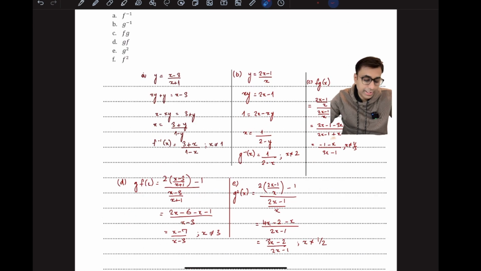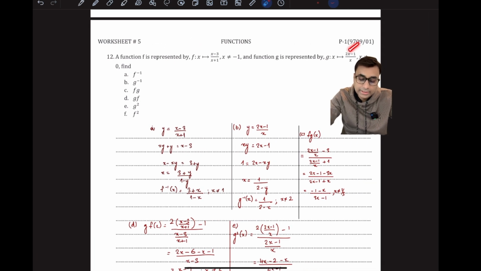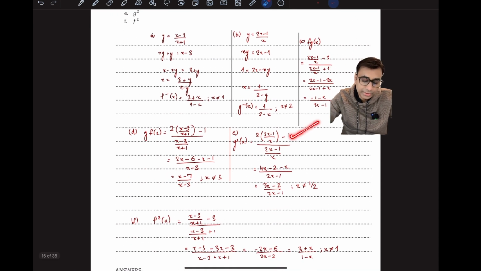And when I have to find out the function g square, I'm going to put the g function back into the function g. So x will be replaced by 2x minus 1 over x in the numerator, and the x in the denominator would also be replaced by 2x minus 1 over x. So I replace x in the numerator and in the denominator, and I simplify it, and that comes out to be 3x minus 2 over 2x minus 1.